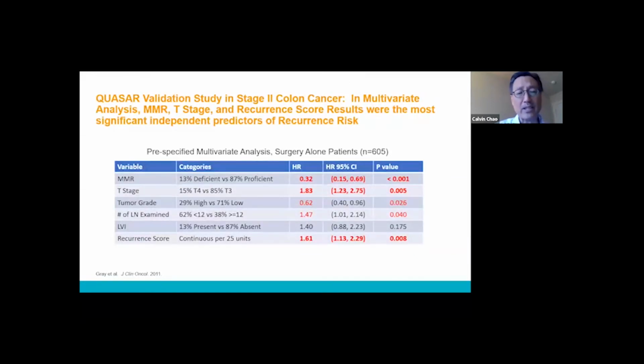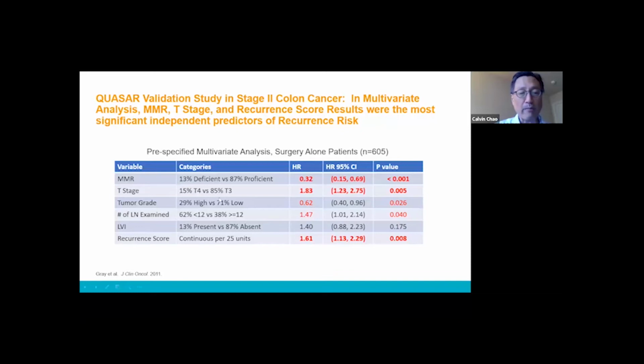And in the first validation study, Quasar, you can see that in this pre-specified multivariate analysis in stage 2 disease, the recurrence score per 25 units was associated with a hazard ratio of 1.61 and a highly statistically significant outcome when controlling for all these other factors: MMR, T-stage, grade, number of nodes examined, and lymphovascular invasion. The 3 most important variables turned out to be MMR, T-stage, and the recurrence score, and that is what has appeared on our report.